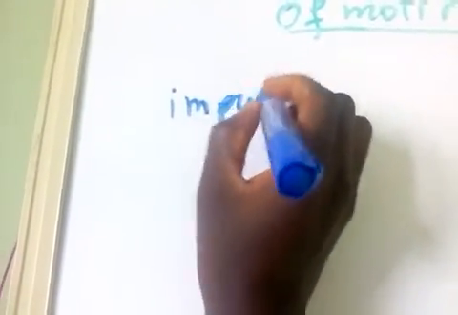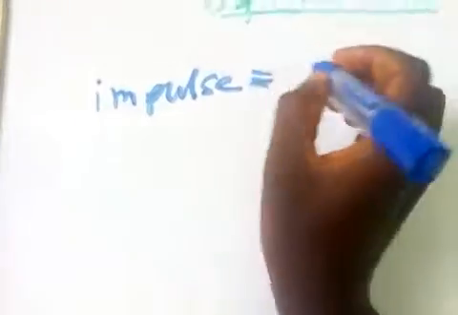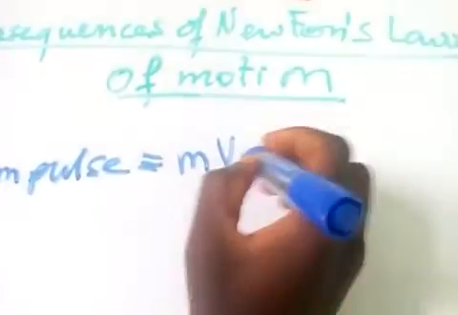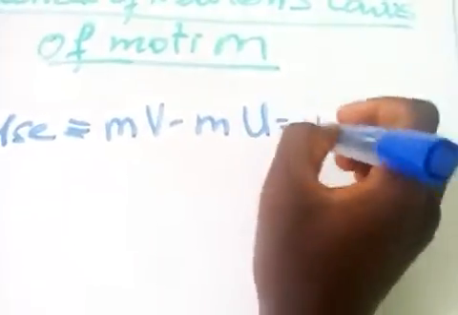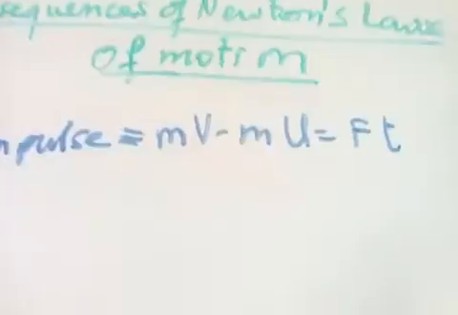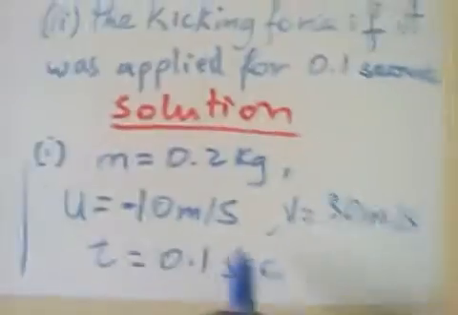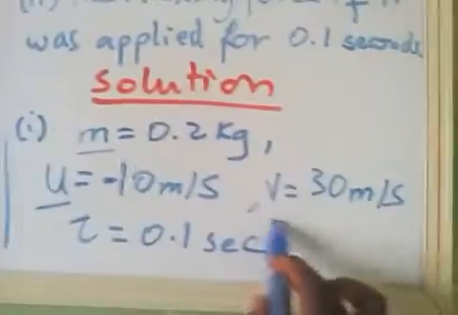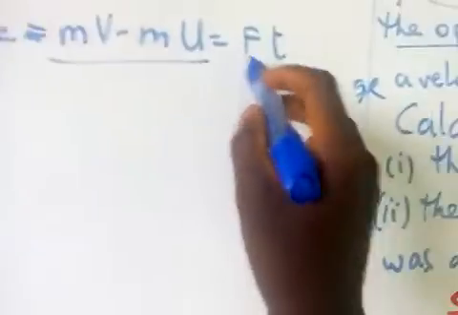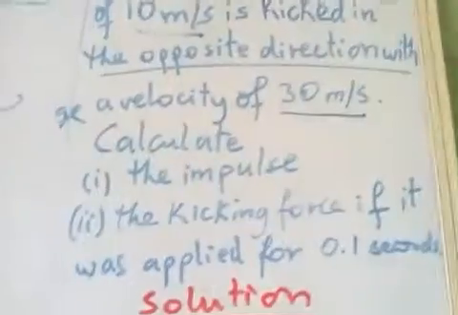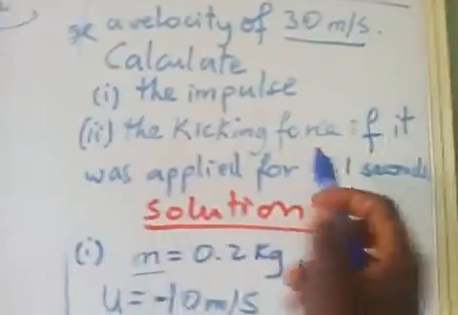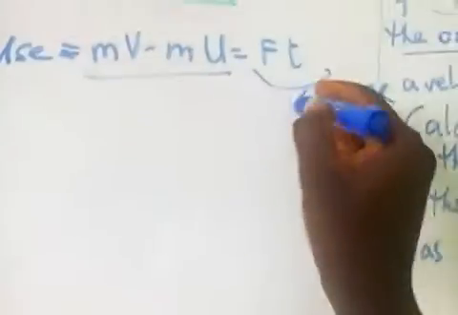Okay, so now here we have the impulse. We already know that impulse is equal to mv minus mu, which is equal to Ft. Here there is no F, that is, we have m, we have u, we have v. That is, we're going to use this first formula. We cannot use this because F is not given to us in our question. The force is not given to us. In fact, they told us to calculate it in the second question. So we cannot use this formula for the impulse that we are asked to calculate here.